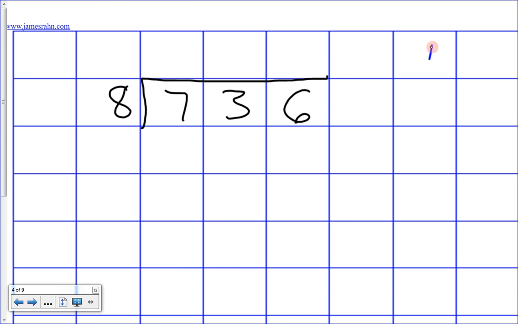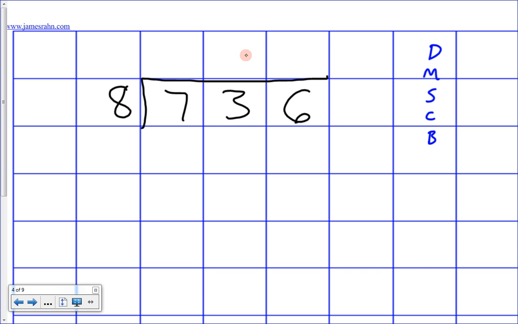Again, please pause here to write down the problem. Does McDonald's sell cheeseburgers? All right, can 8 go into 7? It cannot. 8 is bigger than 7, so it can't go into 7, but it can go into 73. One way to think about it, 8 times 10 is 80, so that's too much. 8 times 9, 72. Perfect.